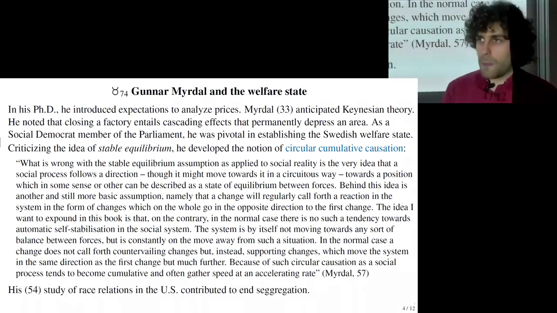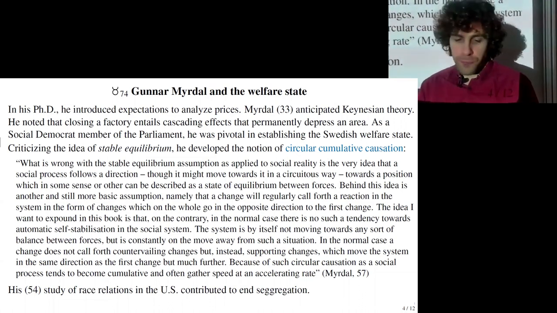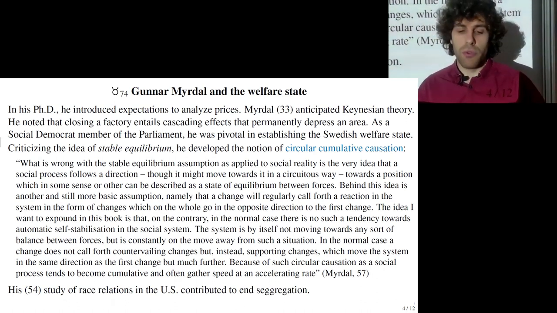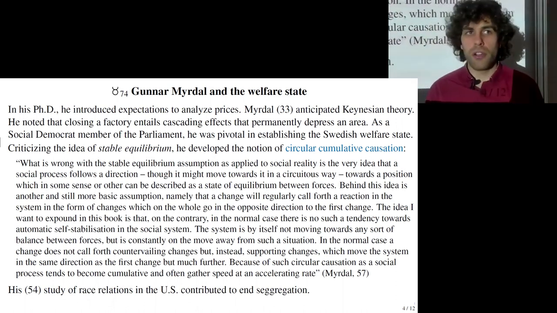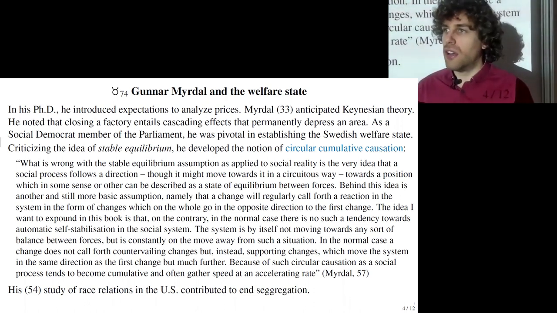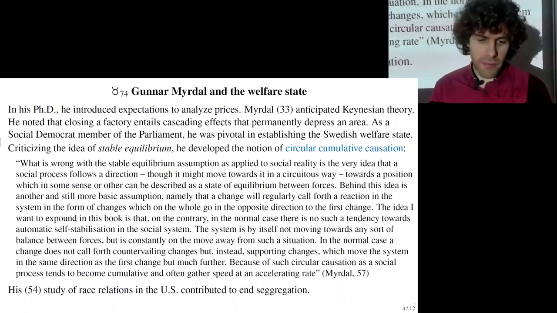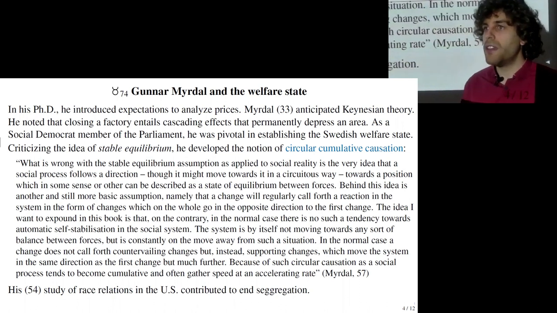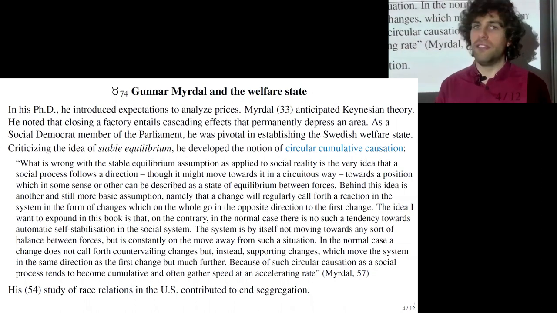He developed this theory in a very influential work, more than 1,000 pages, a report that was ordered by the US government to study the race question in the US. And he studied it extensively, collecting insights from many disciplines, and developed this theory of circular cumulative causation with the example of the discrimination that African Americans face.